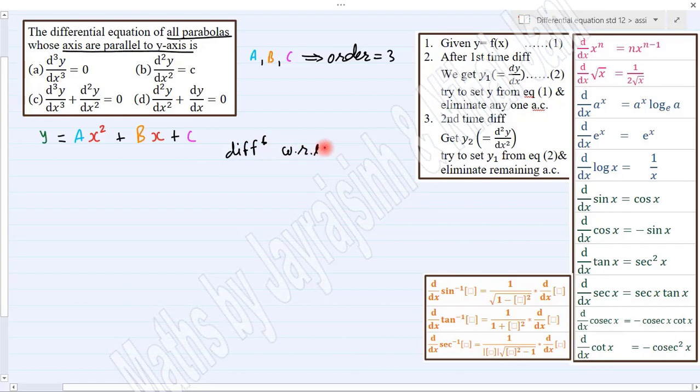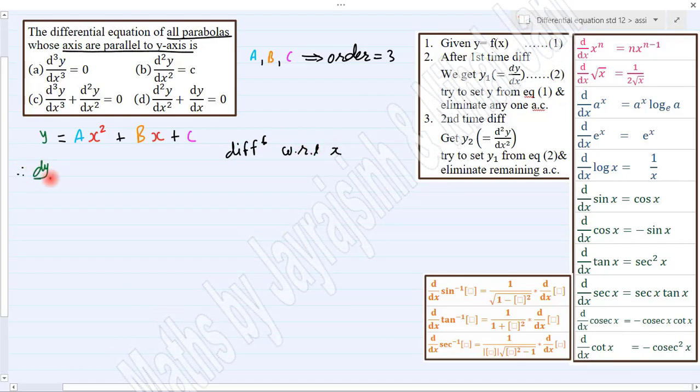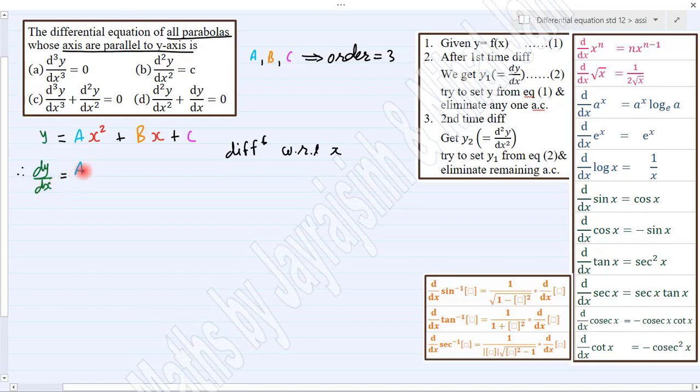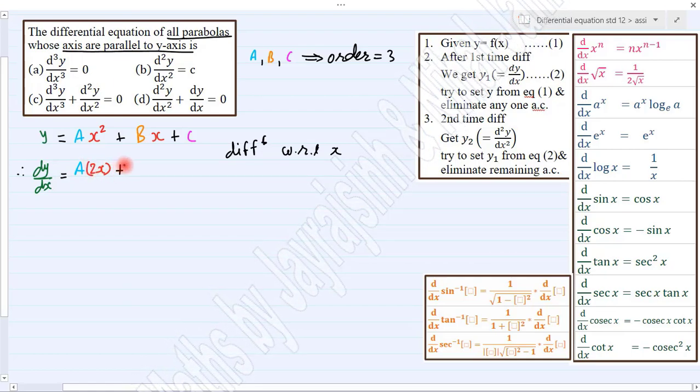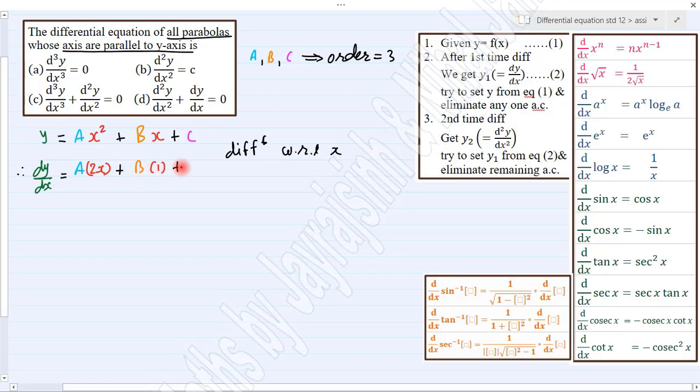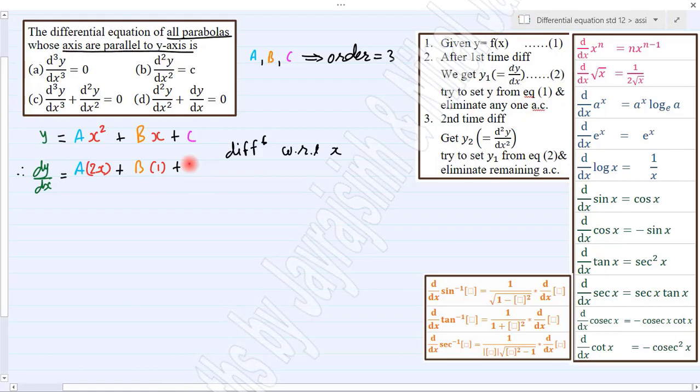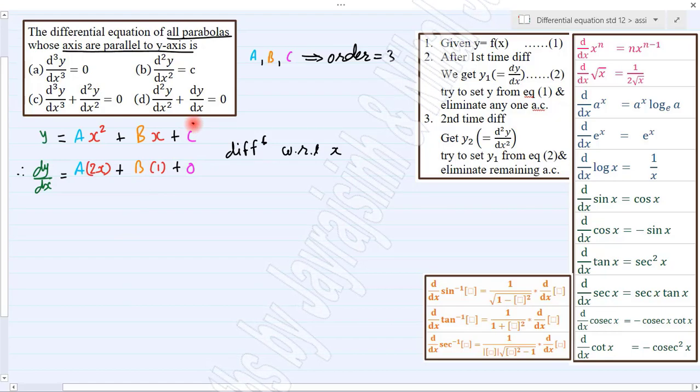So let's differentiate first time. We will get dy by dx is equal to a as it is, differentiation of x square will be 2x plus b as it is, differentiation of x will be 1 plus c is a purely constant term, so its differentiation will be 0. So here automatically one arbitrary constant is also eliminated.